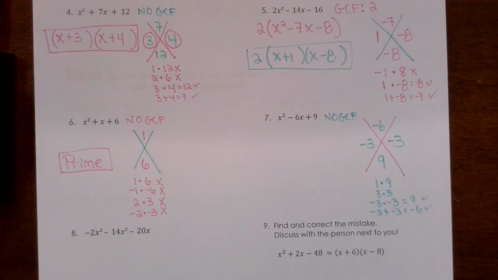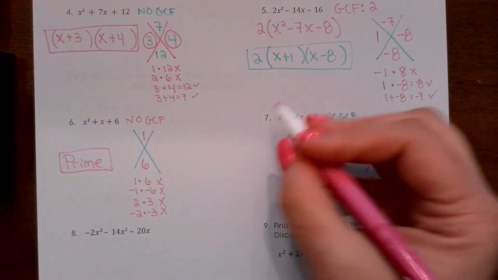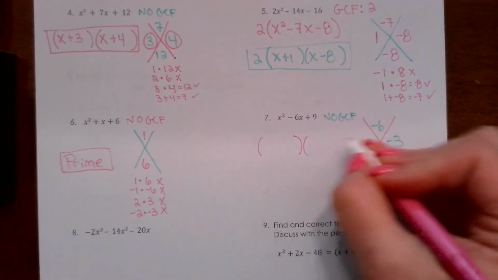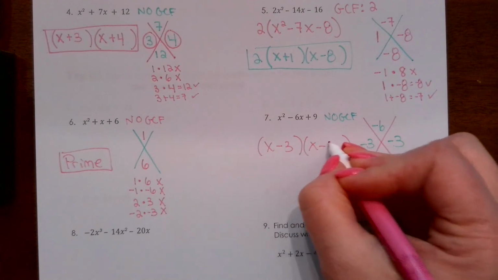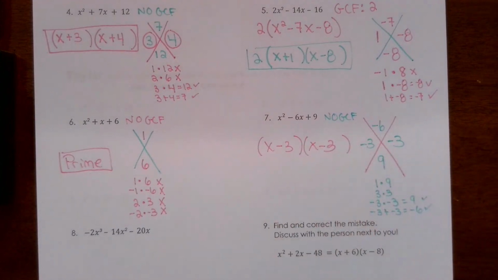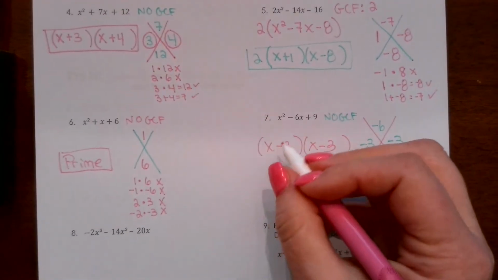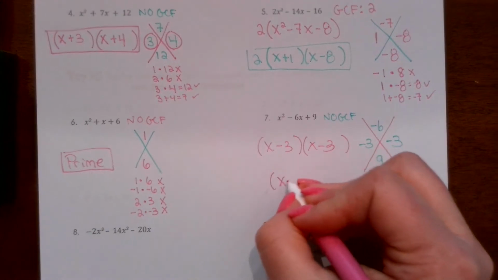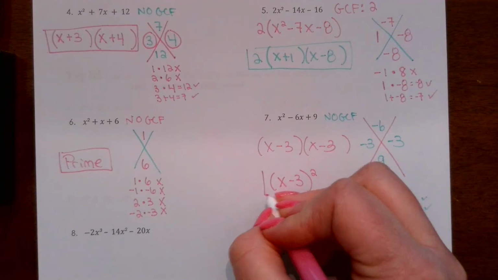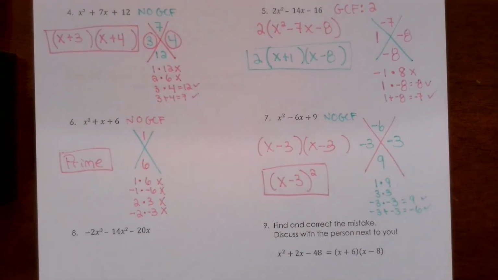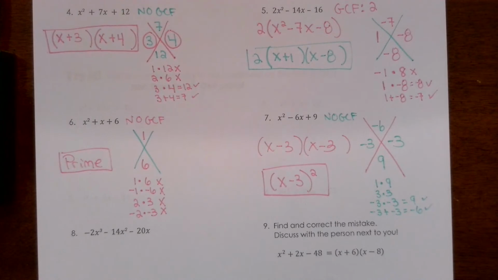I'm now going to pull this out here. I've set up my binomials, x, x, and both of them are negative 3. Now, do you see that these are exactly the same? Well, then it is your job to recognize that, and it's further your job to recognize that if I'm multiplying something by itself, that is squaring it. So the proper answer for this is a square of a binomial, x minus 3 squared.